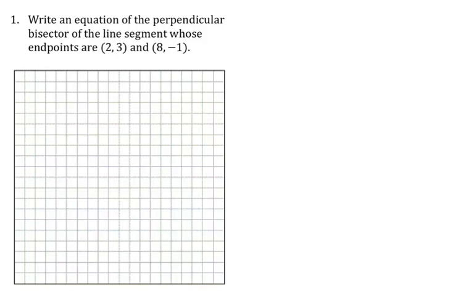Hello, let us look at some review questions from exam number 33. All right, so write an equation of the perpendicular bisector. So here I want you to realize two things. Perpendicular, what does that mean? This implies the slopes have to be negative reciprocals.